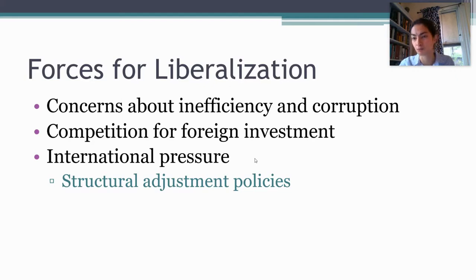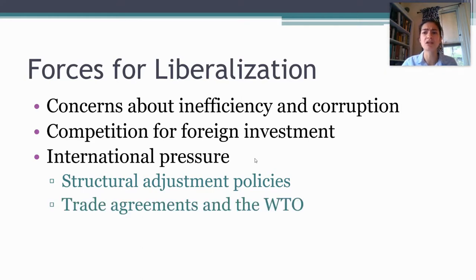They're associated with what you read about called the Washington Consensus back in Unit 1 when we talked about political economy and globalization. So sometimes states opted to reduce their state intervention in the economy in order to get access to those international loans or aid.